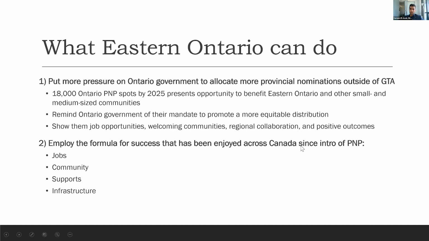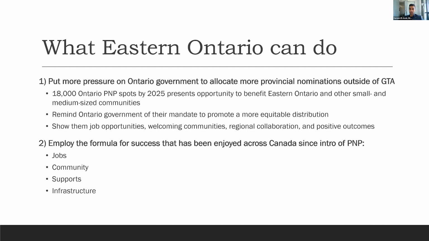The second comment is more of a reminder. Oftentimes, stakeholders in smaller communities ask, what is it that we can do to attract and retain more immigrants? Well, we have enjoyed a formula for success across Canada since the mid-1990s, and essentially, it's four points. First, newcomers are looking for employment. Second, newcomers are looking for a sense of community. That is, they want to feel welcome.